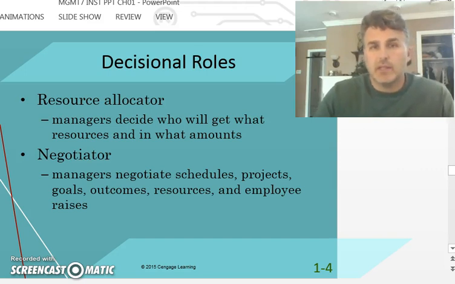Decision roles. There's a lot of resources that we have to manage, and part of organizing is allocating resources. And so you have to make decisions on where they go. And sometimes you have to negotiate with other managers, with other employees, with vendors on things that you think are important.